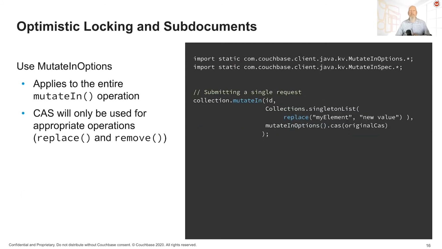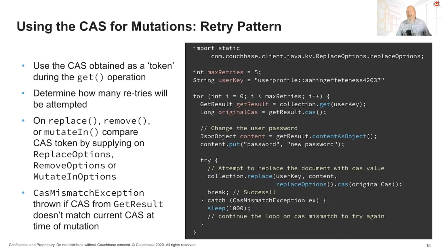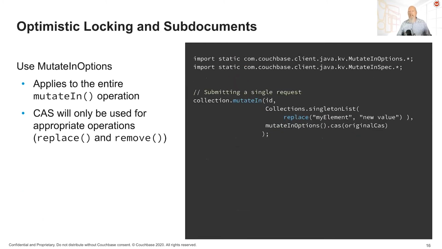All right. Again, I want to mention that optimistic locking works with subdocuments. In the prior example, we were using the replace options and setting the CAS. In this case, we're using the mutate in options and setting the CAS value on that. Now, keep in mind, that's going to apply to every operation where optimistic locking makes sense. So in this case, we have one operation called replace, and we're performing that replace and supplying the mutate in options, which applies at the document level, not at the element level.